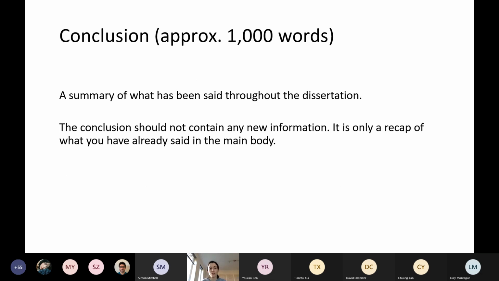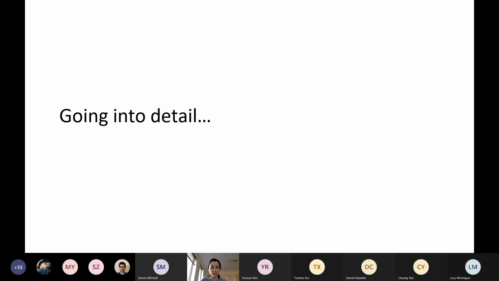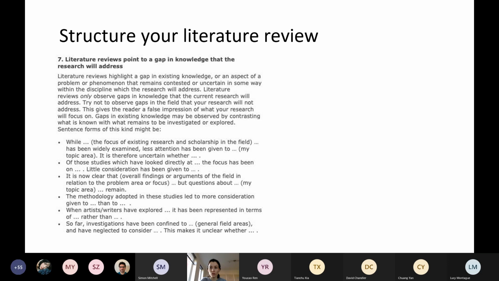The conclusion is a summary of what has been said throughout the dissertation. So traditionally, the conclusion doesn't contain any new information unless you want to talk about suggestions for further research. But the conclusion is a recap of what you have discovered in the main body, what you have already explored in the main body. So I'll go through this quickly because I'm concerned with time.